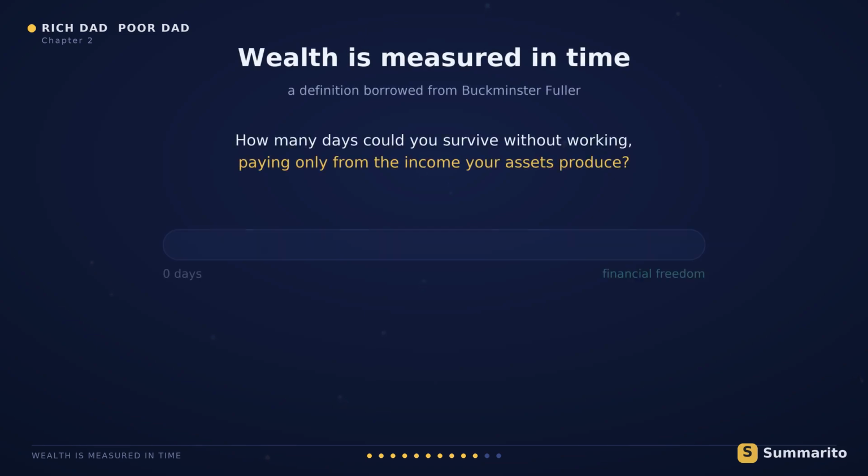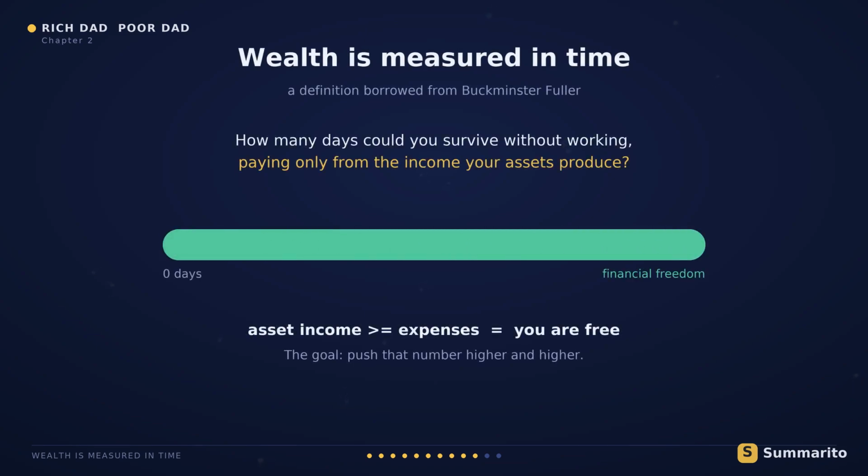Rich Dad also borrows a powerful definition of wealth from the inventor Buckminster Fuller. Wealth, in this view, isn't a pile of money. It's measured in time. Specifically, how many days could you keep living at your current standard if you stopped working today, paying for everything purely from the income your assets produce? If your assets could cover you for, say, a whole year without a job, that is real wealth. And the goal is to push that number higher and higher.